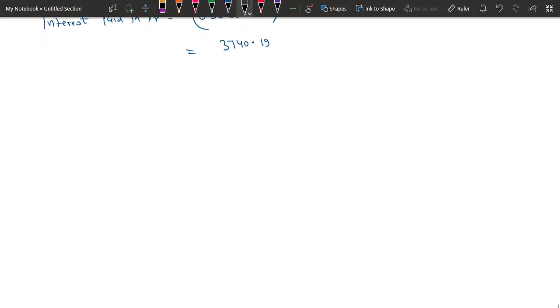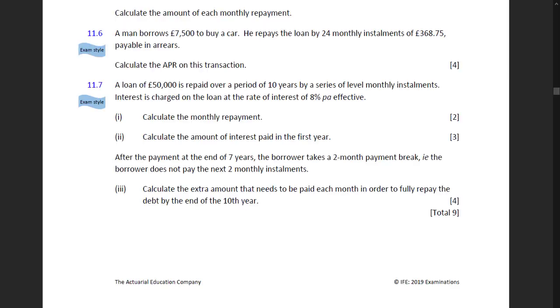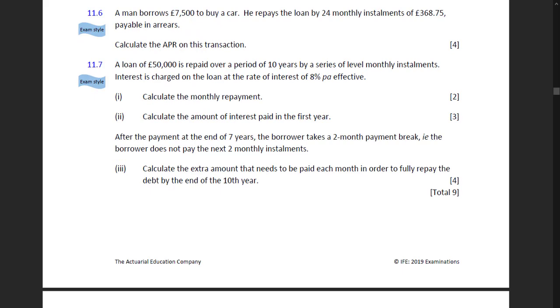So now we look at the third part of the question, and this is the most important part, where we will restructure the loan. So it is written, after the payment at the end of 7 years, the borrower takes a 2-month payment gap. That is, the borrower does not pay the next 2 monthly installments. And we have to calculate the extra amount that needs to be paid each month in order to fully repay the debt by the end of the 10th year.